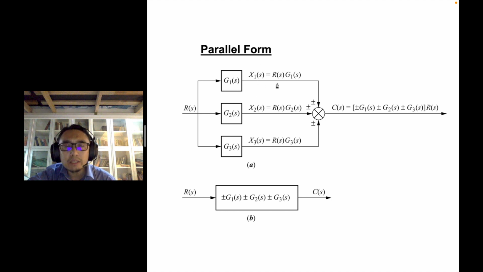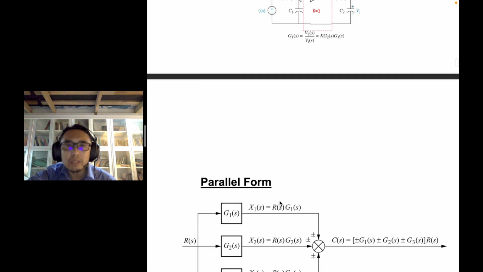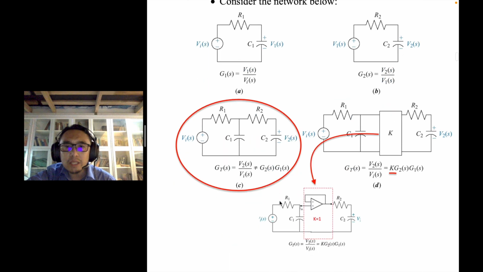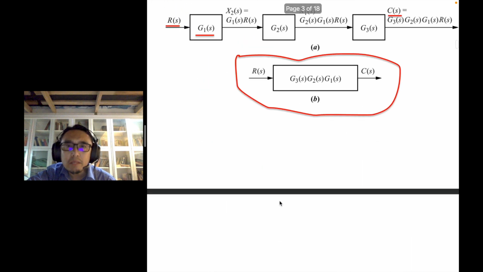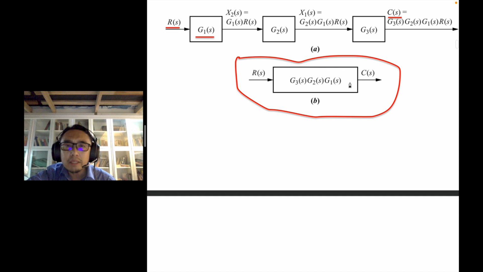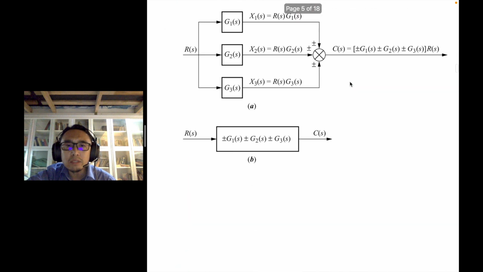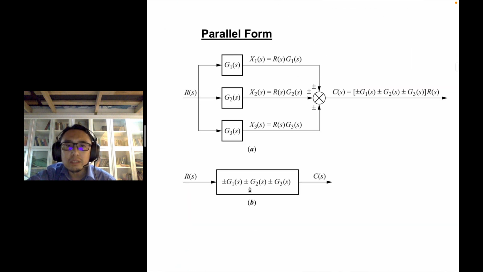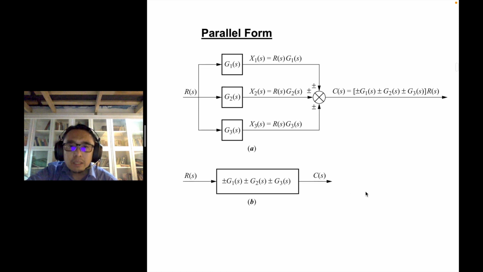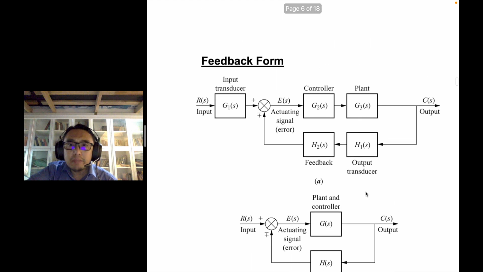So in cascade, you multiply the block diagrams together. In parallel form, you add or subtract the block diagrams, i.e. the transfer functions representing the block diagrams, together. Again, in cascade you multiply if it's in series; in parallel, you add the block diagrams together. Okay, those are the two most basic forms. And the third one will be the feedback form.